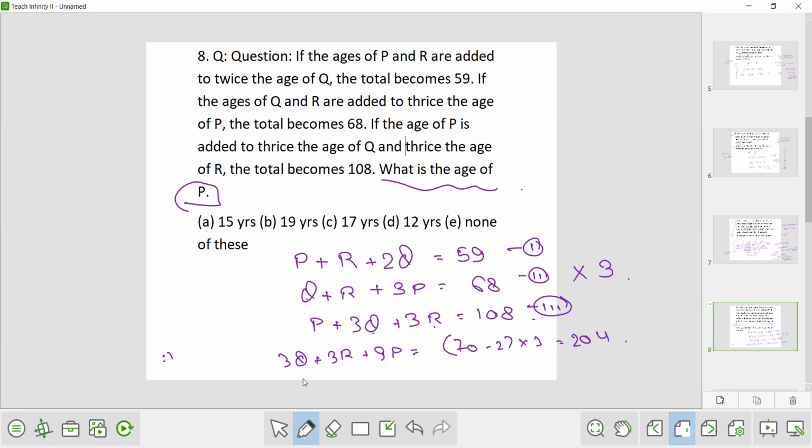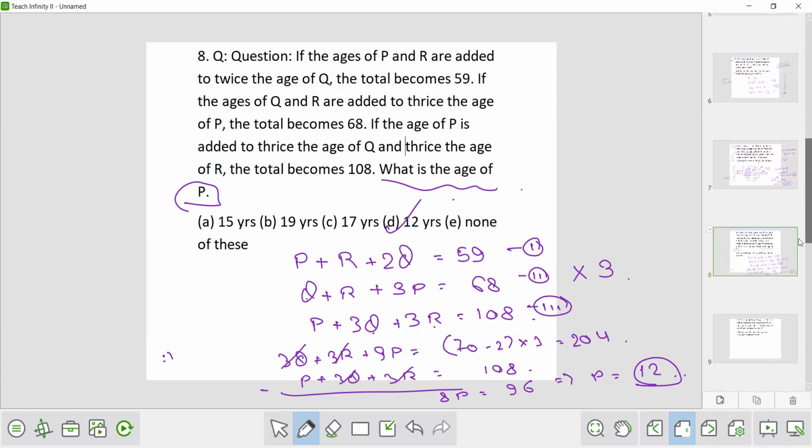And P plus 3Q plus 3R is equivalent to 108. Now subtract these. So this 3Q will get cancelled, this 3R will get cancelled. So you will get 8P is equivalent to 96. So P is equivalent to how much? 12. So 12, D is the correct answer. Don't leave the question by saying that it is quite lengthy. No, just follow the pattern. You will get to know the solution.